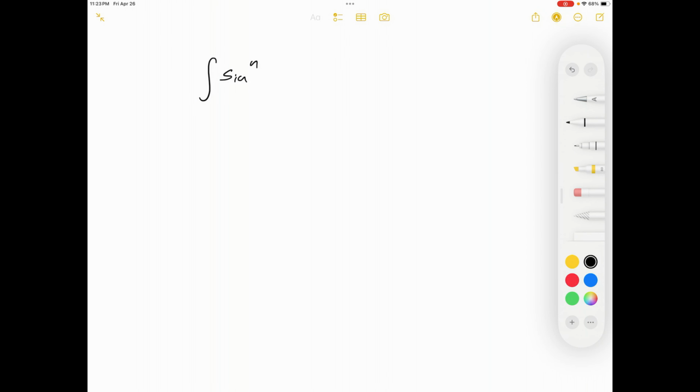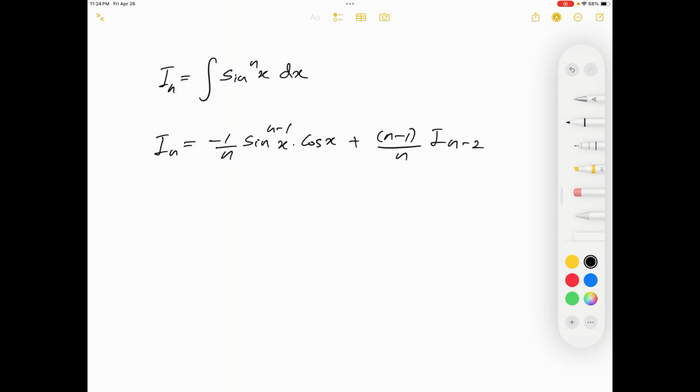About 2 days ago, we derived a formula to integrate sine nth power x dx. We derived a reduction formula. To derive that formula, we started labeling this given integral as I sub n. We showed that I sub n is equal to negative 1 over n sine raised to the n minus first power x times cosine x plus n minus 1 over n times I sub n minus 2.